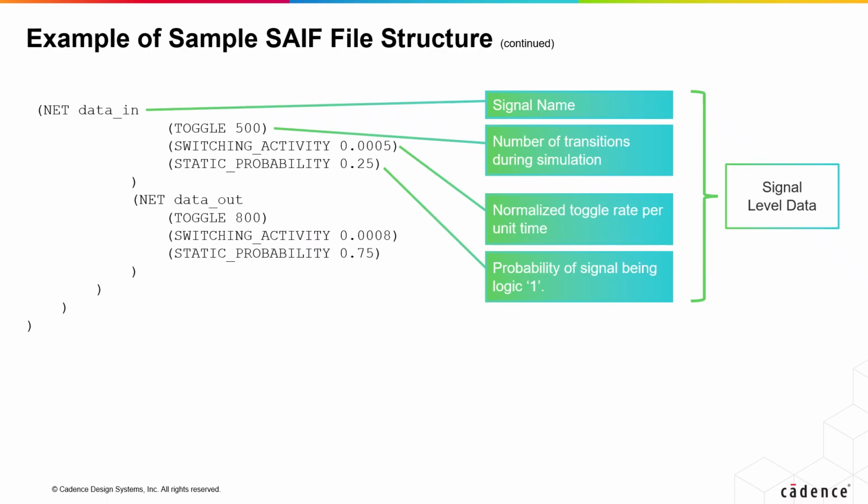When analyzing the signal-level details shown in this example SAIF snippet, it's important to emphasize how this information directly aids in understanding and optimizing power in a digital design. Each signal, such as data in or data out, is labeled with metrics that describe its actual dynamic behavior during simulation. The toggle count, switching activity, and static probability become especially useful for estimating leakage power and understanding the biasing tendencies of different nets. These parameters together enable power analysis tools to develop a realistic profile of where energy is being consumed in the design.